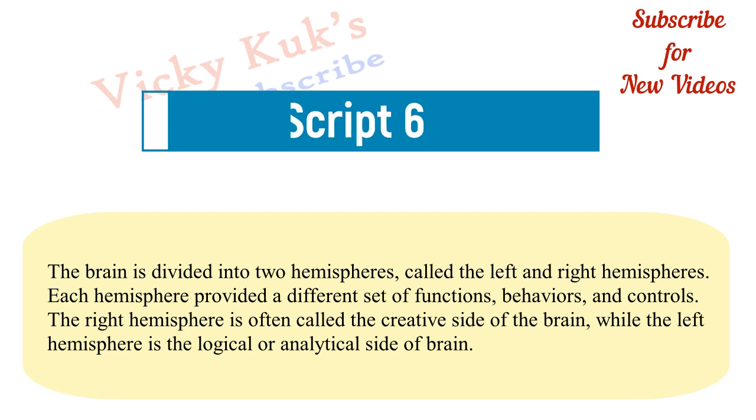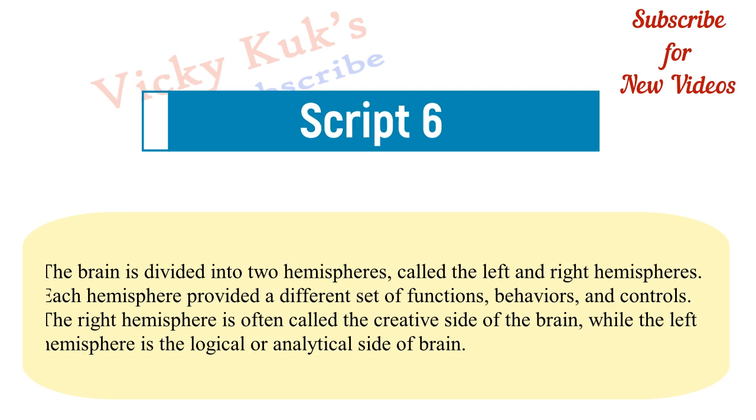The brain is divided into two hemispheres, called the left and right hemispheres. Each hemisphere provides a different set of functions, behaviors, and controls. The right hemisphere is often called the creative side of the brain, while the left hemisphere is the logical or analytical side of the brain.